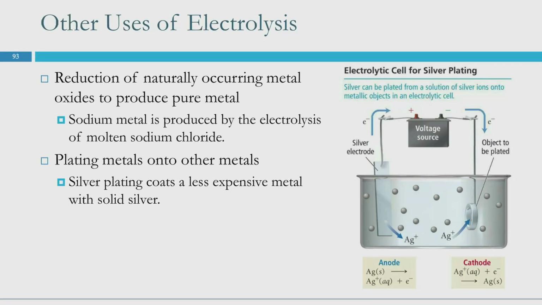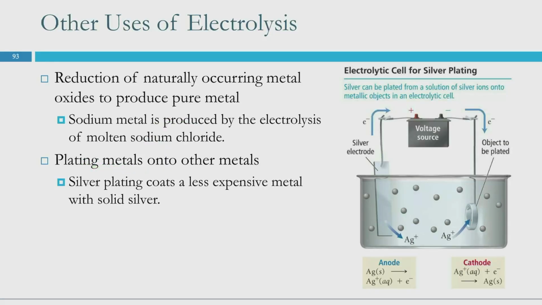Other things that you can do with electrolysis, other than breaking up water, is you can use it for electroplating. So, for example, the reduction of naturally occurring metal oxides can be used to produce pure metal. You can do this with sodium metal by doing the electrolysis of molten sodium chloride. We'll look at some molten salts later.